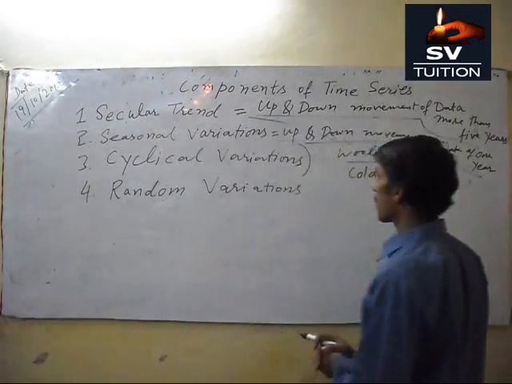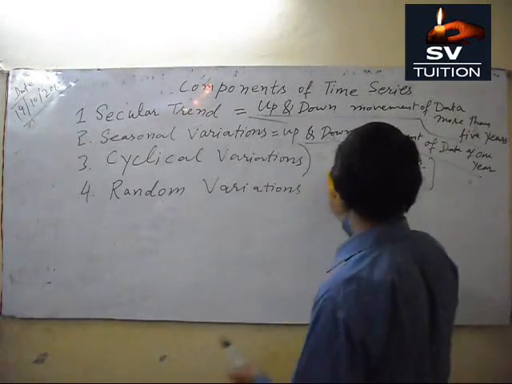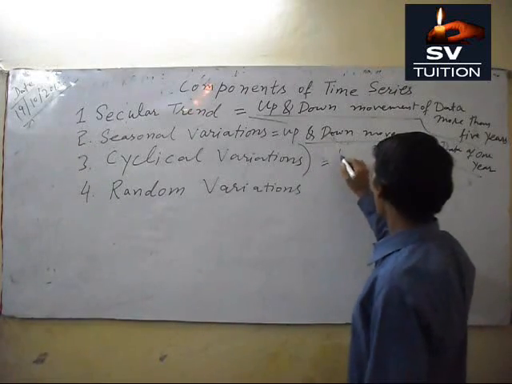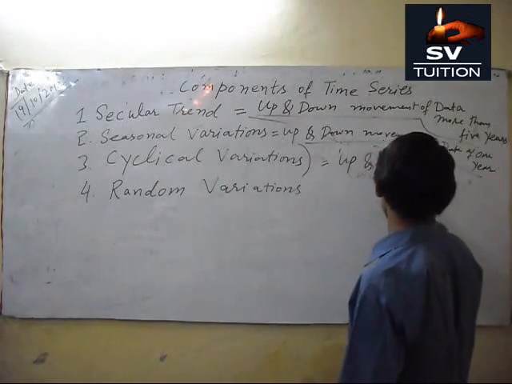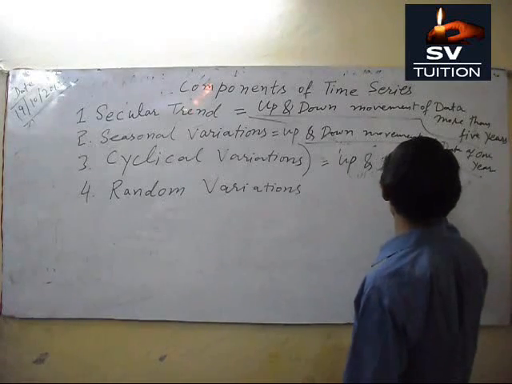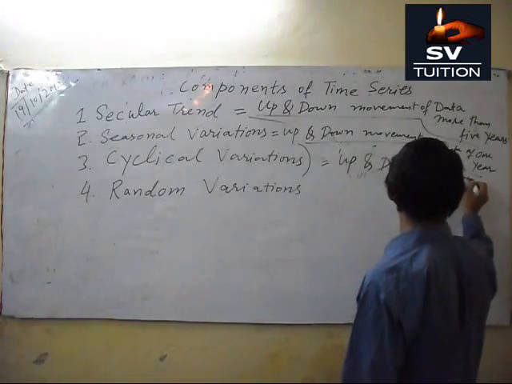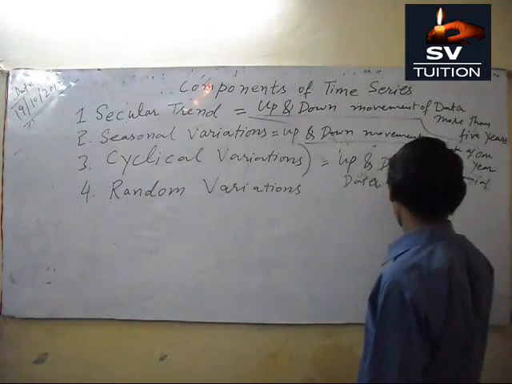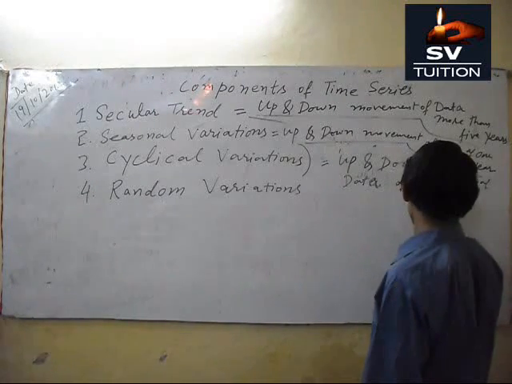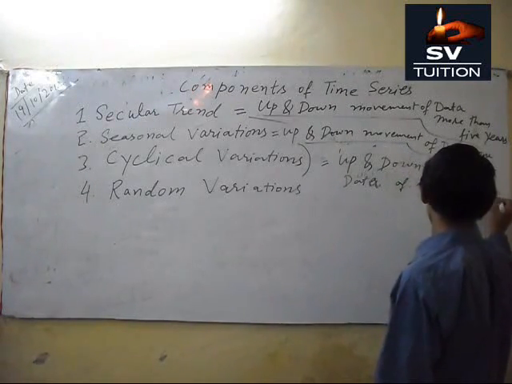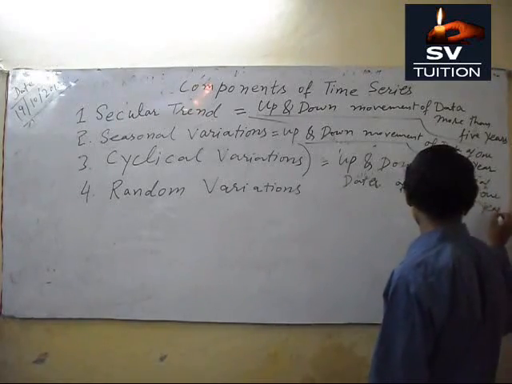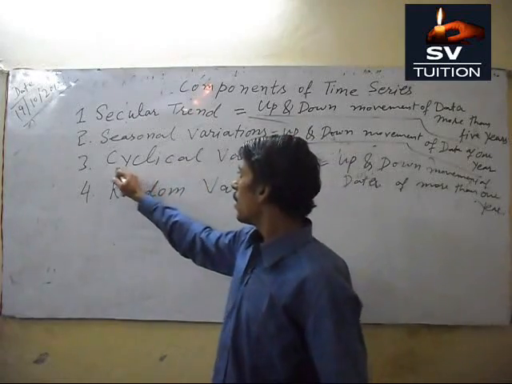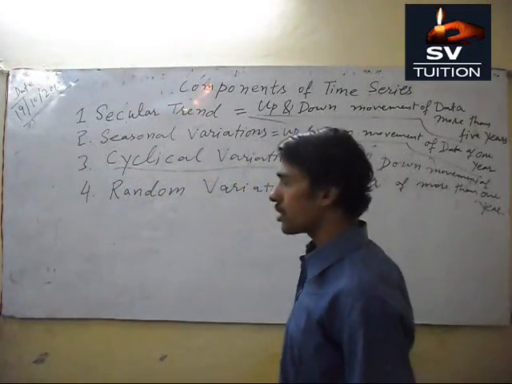And in the cyclical variations, it is also up and down movement of data of more than 1 year. If we have the data more than 1 year, we can study the cyclical variations.